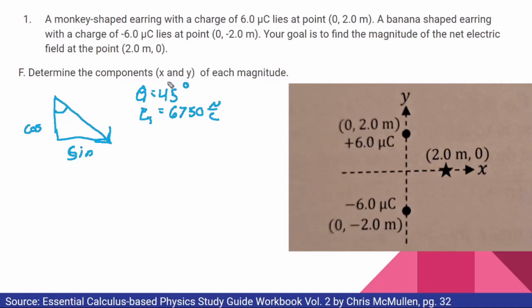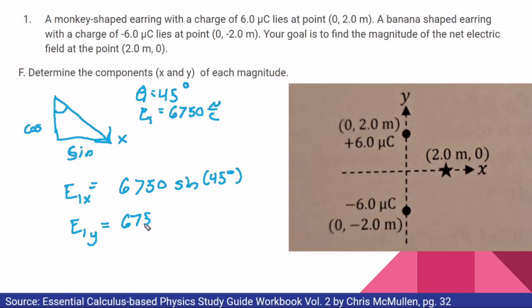And in order to get our components, we have to multiply the magnitude of the vector by the trig of the angle that we're finding. So in this case, in order to find the x, we need to multiply this by sine of 45 degrees. In order to find the y, we have to multiply the magnitude by the cosine of 45 degrees.